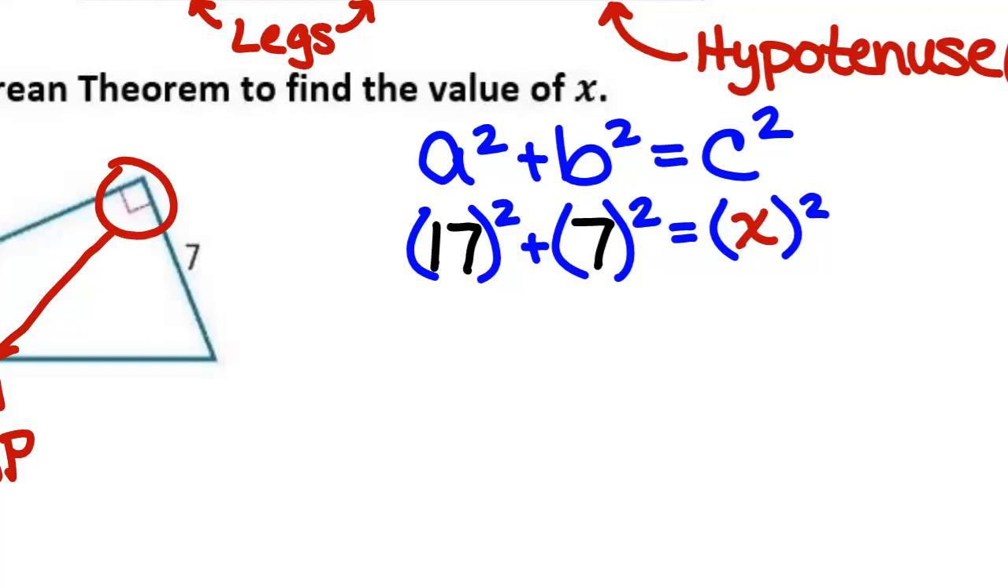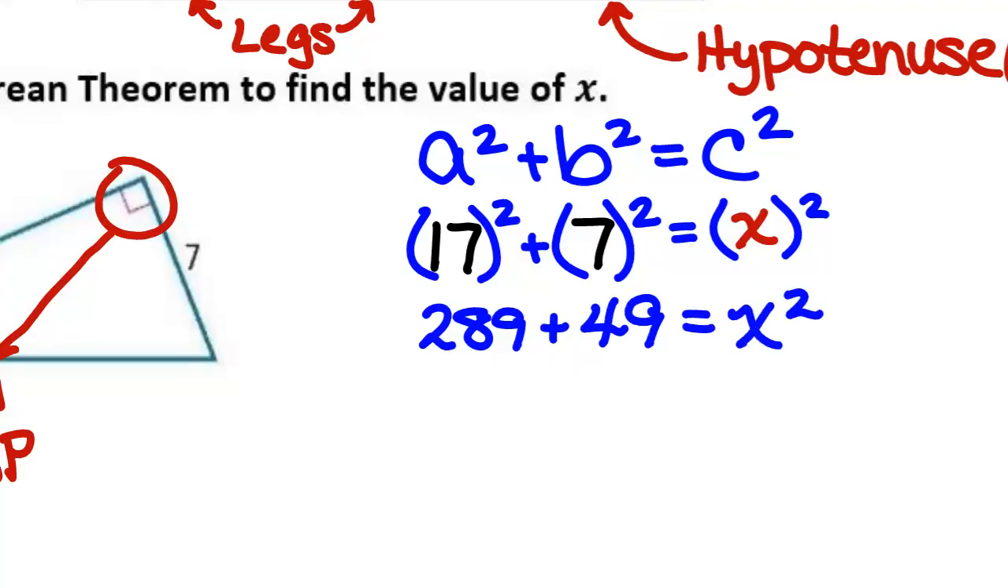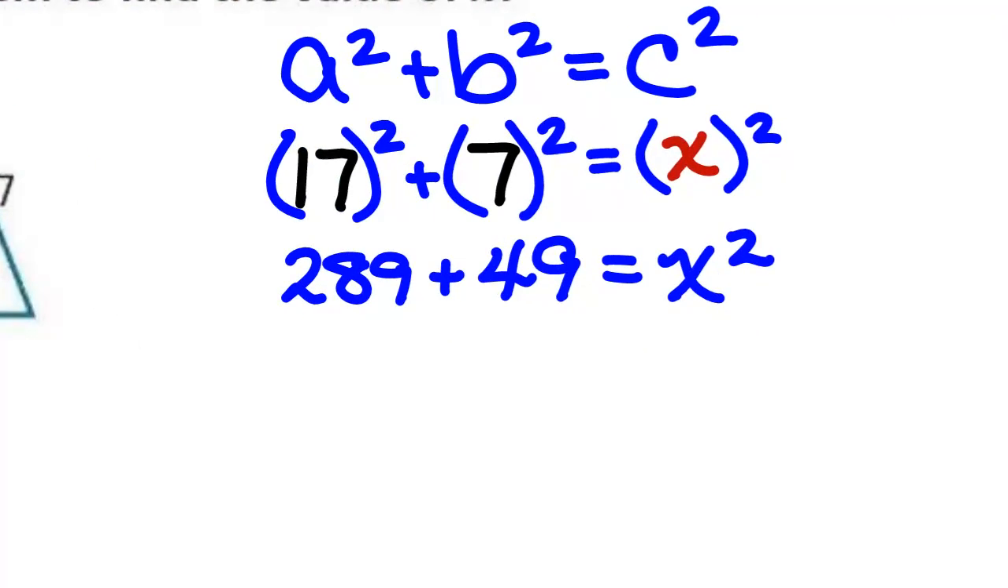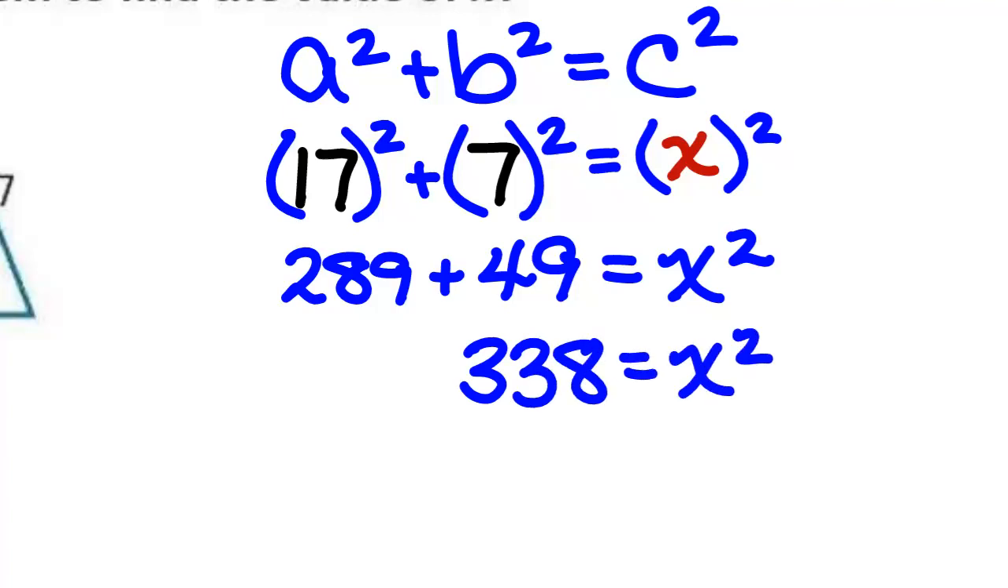And now we're going to need some calculators. What is 17 squared? 289. Plus, what is 7 squared? 49. And then we need to add the 289 and 49 together, which gives us 338. So 338 is equal to x squared.